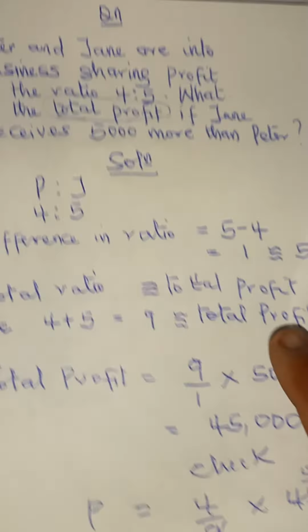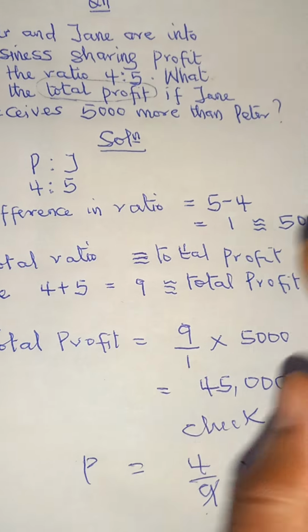So the question is not wrong when they say Jane got 5,000 more than Peter. That is it.